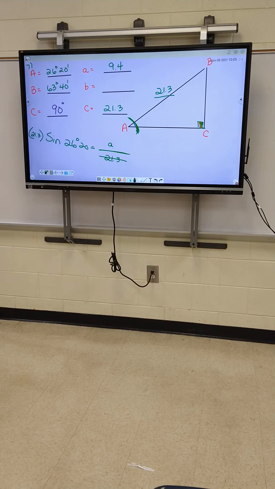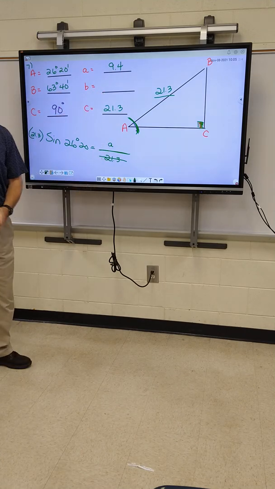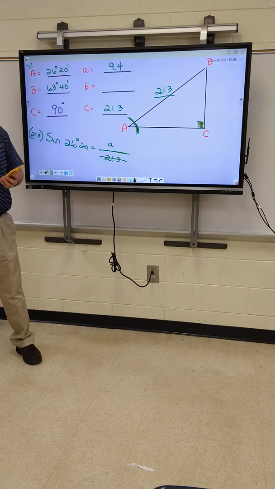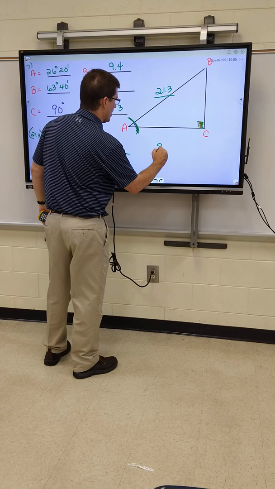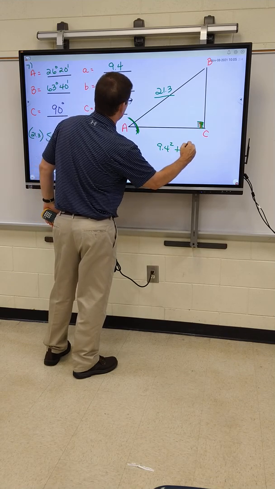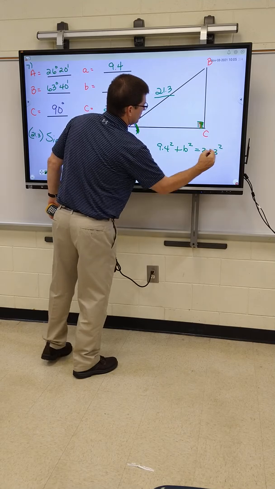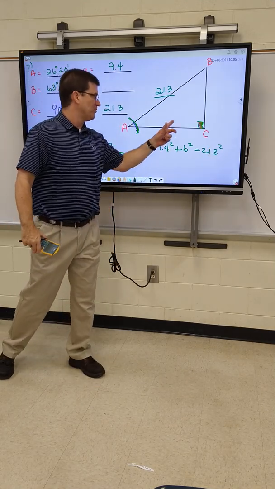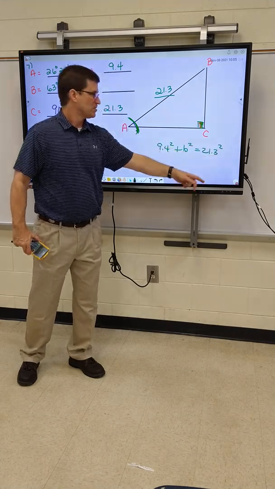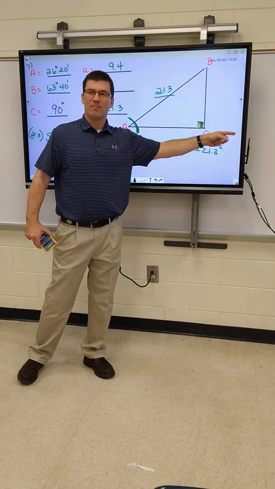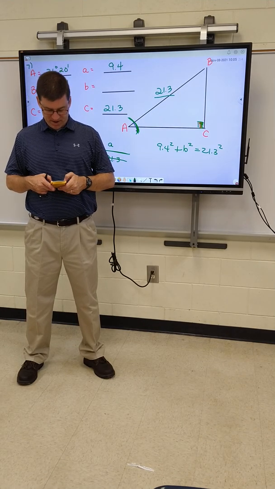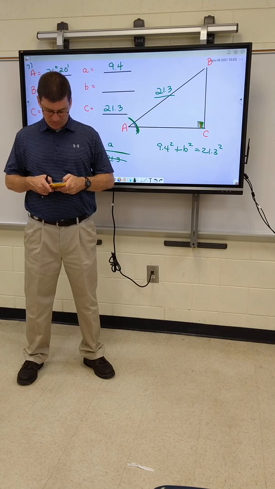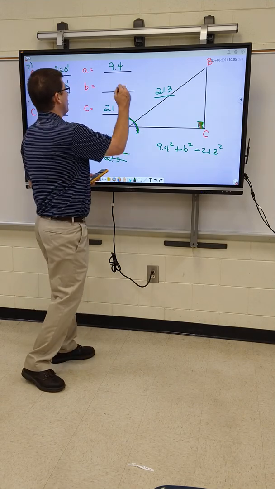All right, how, using our calculator, will we find side b? Somebody tell me what to type in. It is going to be a squared plus b squared equals c squared, but remember, you have to move the 9.4 squared over. So we're going to have to do 21.3 squared minus 9.4 squared, and find the square root of 365.33. I got 19.1.